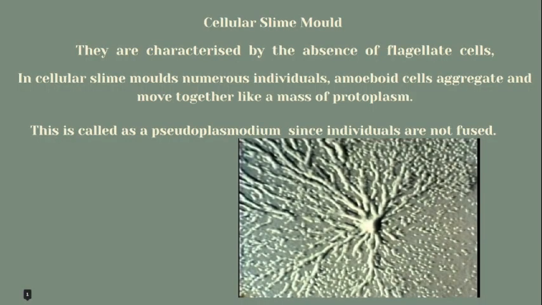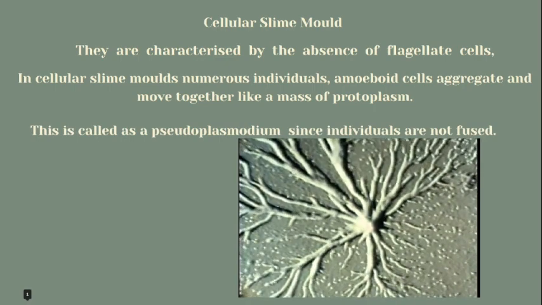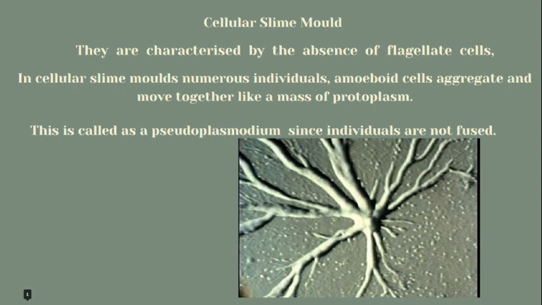And cellular slime molds are characterized by the absence of flagellate cells. They do not have flagellate cells, and they show an amoeboid movement where all the cells aggregate and move together like a mass of protoplasm, and hence they are known as pseudoplasmodium since the individuals are not fused.